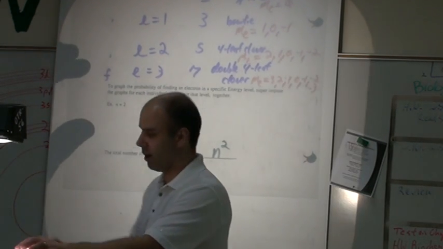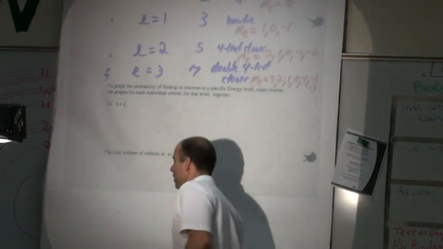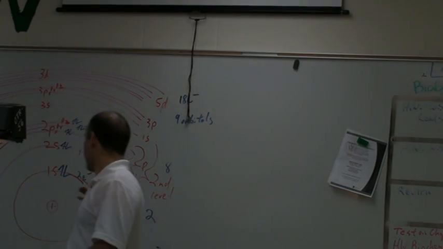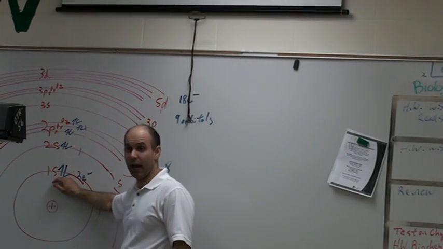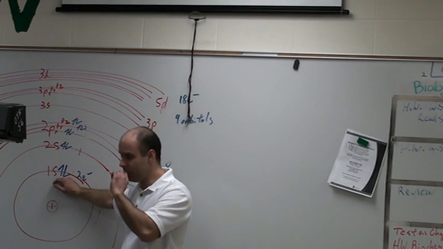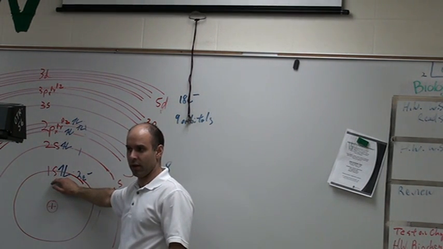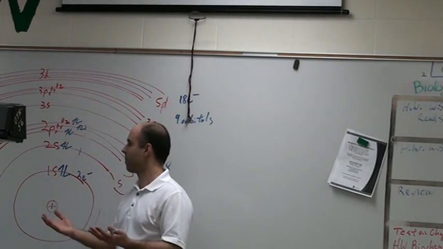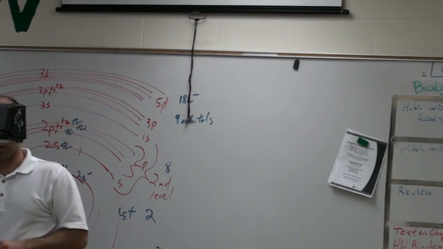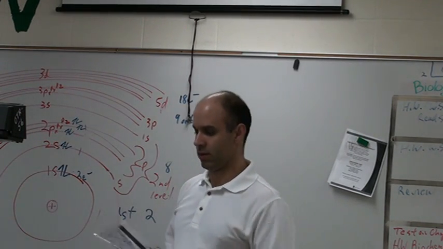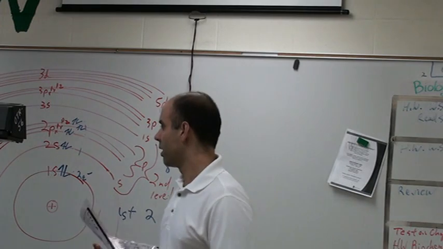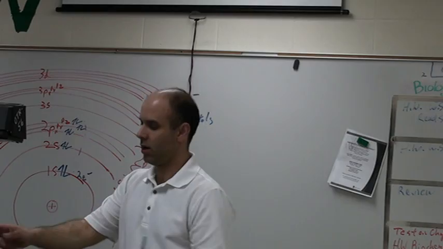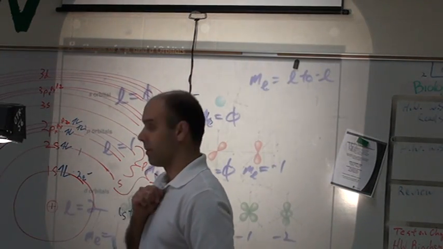All right, so with this diagram here, every line is an orbital. Every line is described by an orbital graph. So yesterday we drew the 1s. What's the graph of the 1s look like? Sphere. What does the graph of the 2s look like? Sphere within a sphere. What does the graph of the p's look like? Our nice little dumbbells, right?